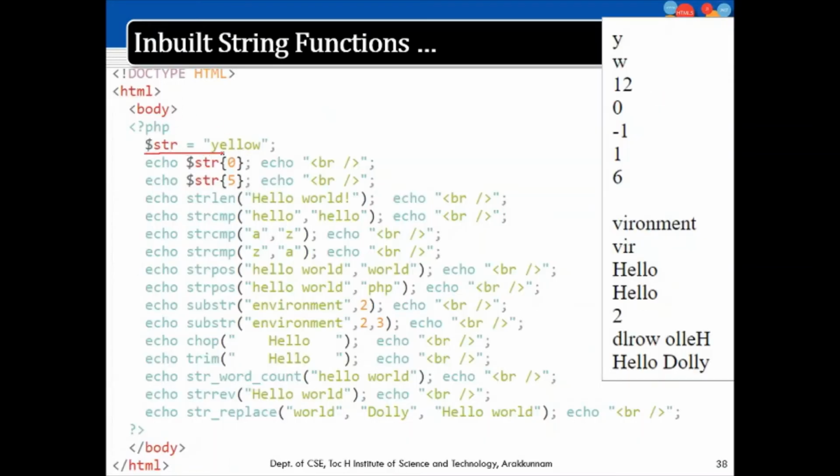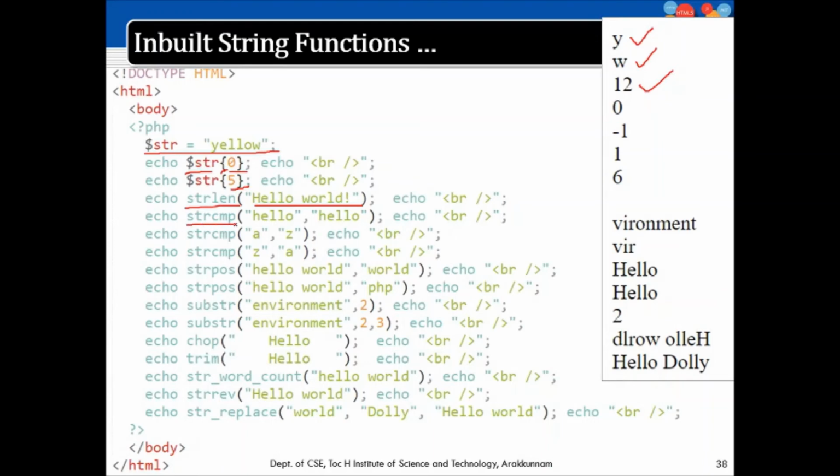I have a string $str equal to hello world. So this is how you access the letters using the index: $str, remember these are curly braces, and give the number. So that is y, and 5 is w. Now strlen of hello world. It has only a single parameter, hello world. You can see the total number of characters here is 12.